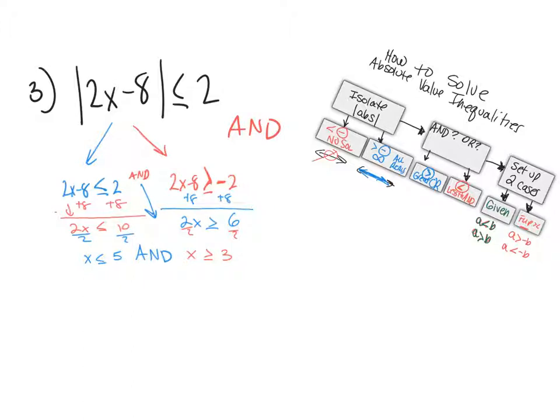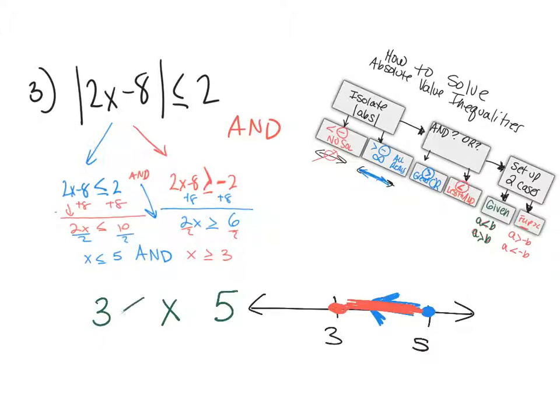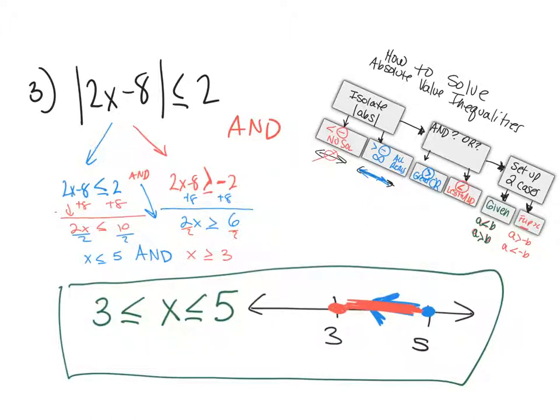When I go to graph it, 3 and 5, less than or equal to 5, closed circle shaded to the left, greater than or equal to 3, closed circle shaded to the right. So I'm in between, that makes sense. And when you write it, you have to remember to write the x in between, because that's how you write ands. X is between 3 and 5, so you use your less than symbols with the or equal, because that's what it says. And this would be the solution.